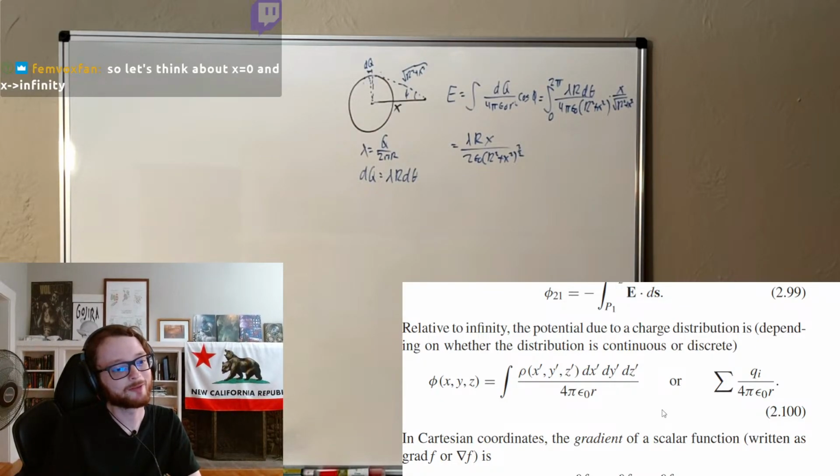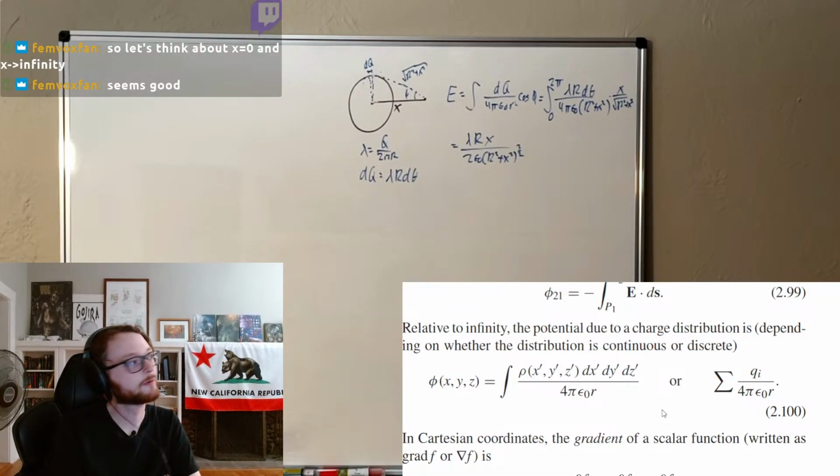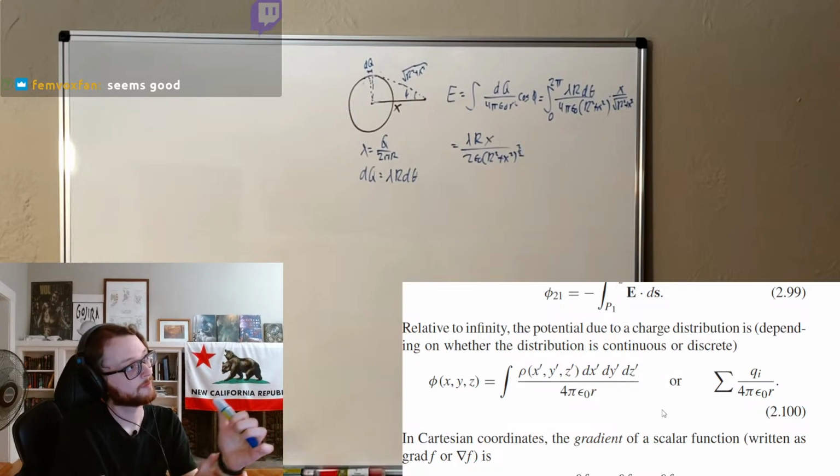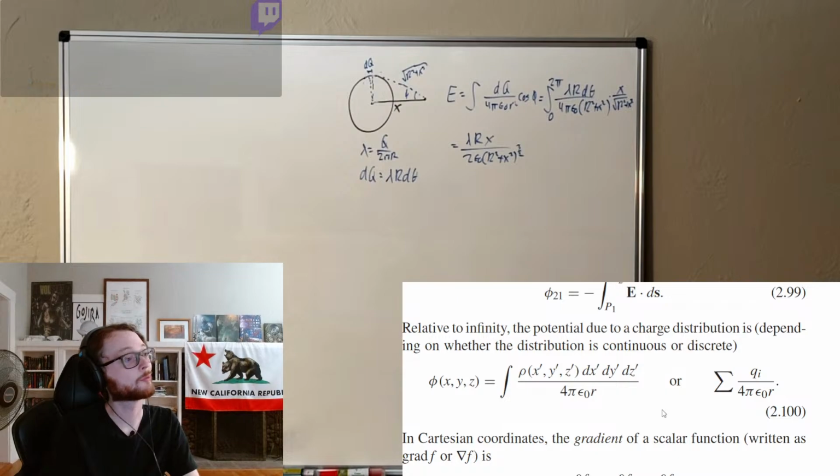X equals 0 and X approaches infinity, you want to think about? Well, if X is 0, the field is 0, which would match with like being inside of a shell. If X approaches infinity, it's approaching 0, which makes sense. Because degree 1 on top, degree 3 on the bottom. Yeah.